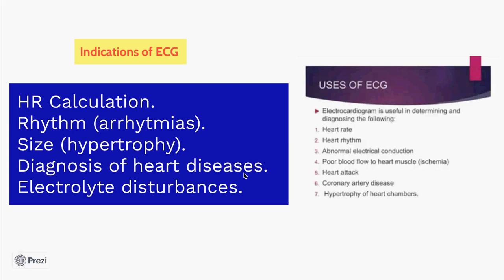And then some electrolyte disturbances. Give me examples of the electrolyte disturbances you can diagnose using ECG. Hypocalcemia. Hypo and hypercalcemia and hypo and hyperkalemia. Hyponatremia can also be diagnosed or has got some ECG signs.